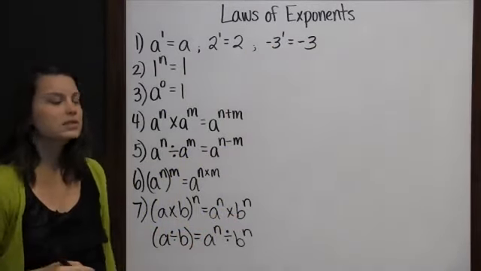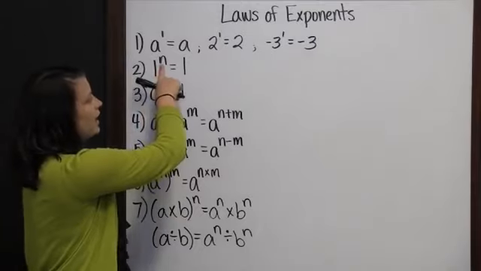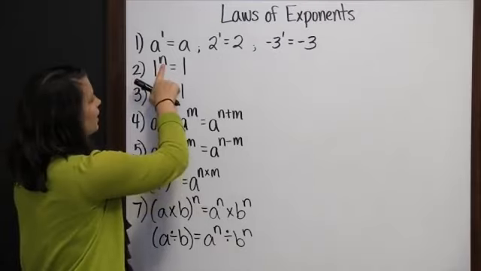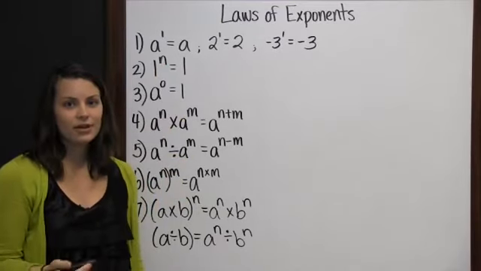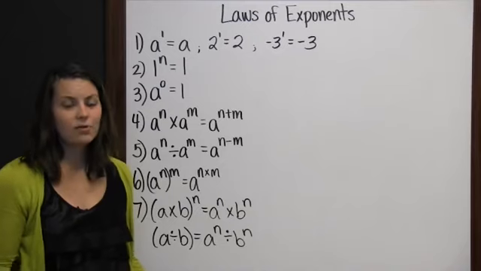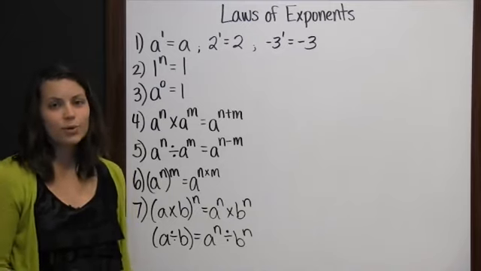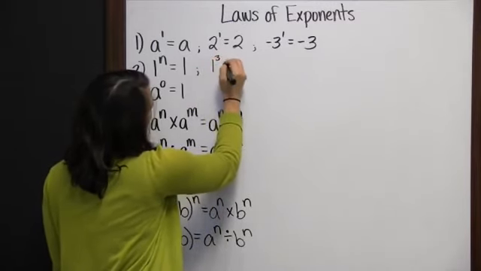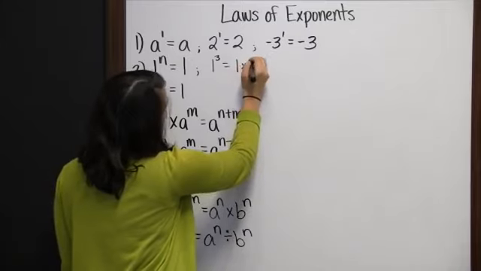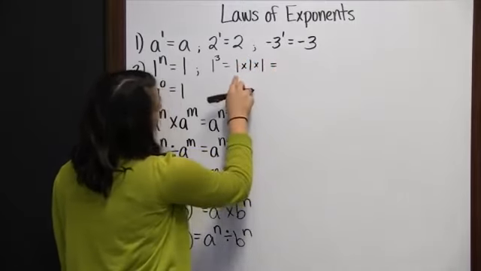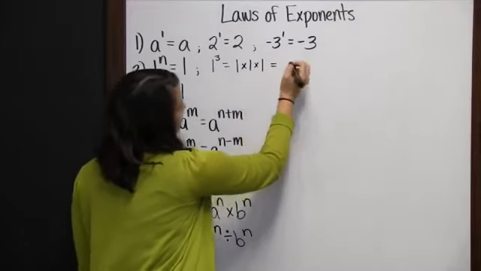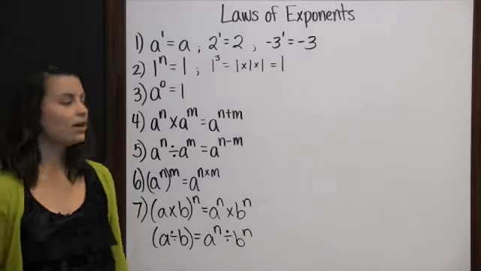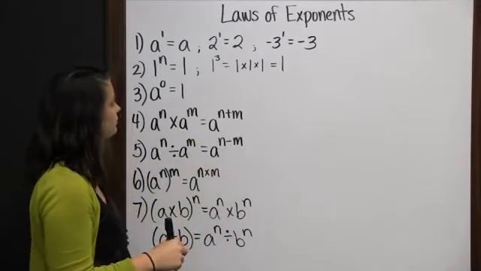The second rule says that 1 raised to any power is 1. Because all you're doing is multiplying 1 times itself, and no matter how many times you multiply 1 times itself, it'll always be 1. So for instance, 1 to the third power means 1 times itself 3 times. 1 times 1 is 1, times 1 is 1. So it doesn't matter how many times you multiply 1 times itself, you'll always get 1.